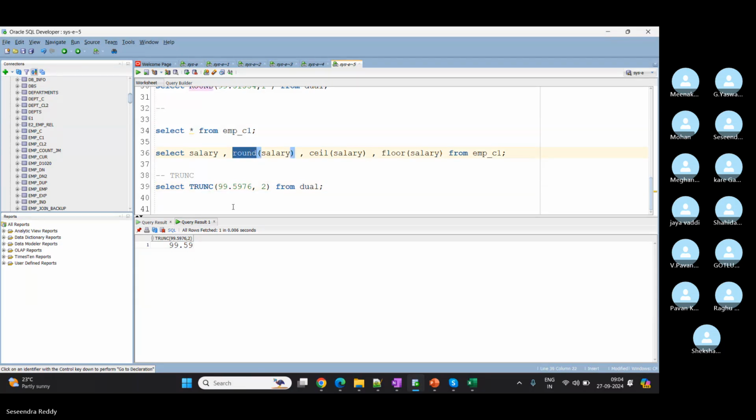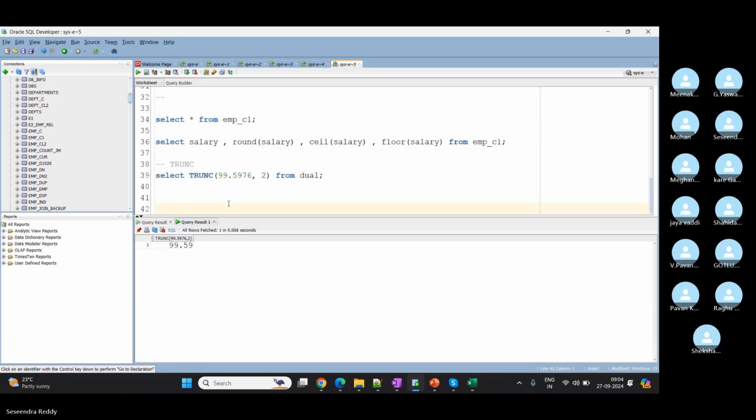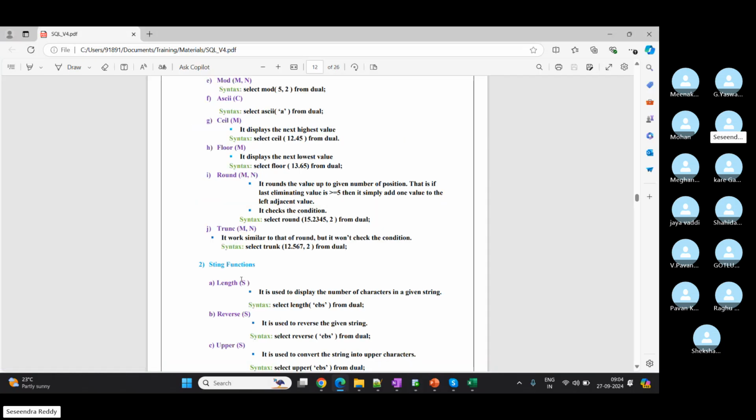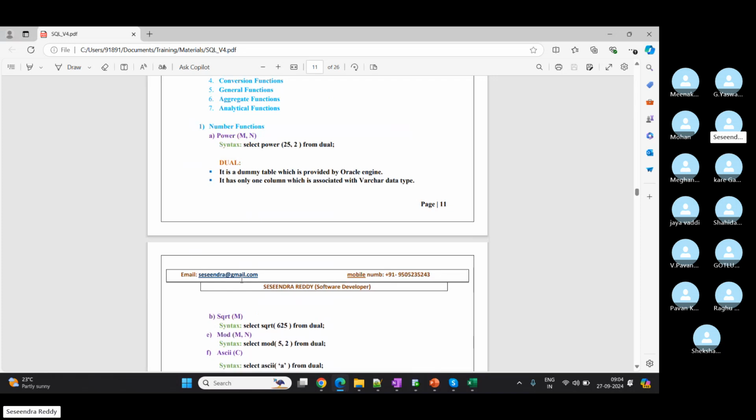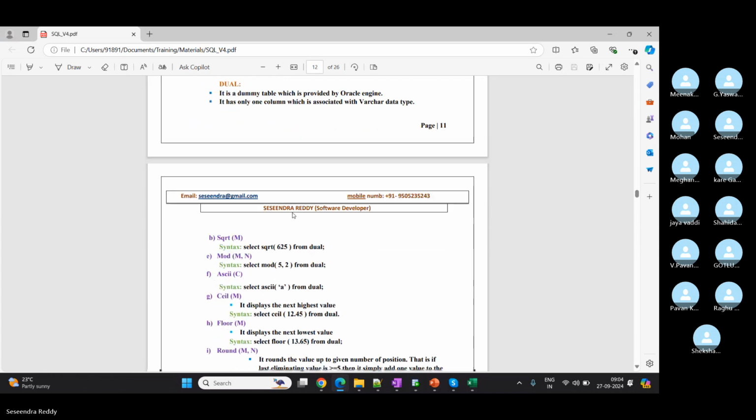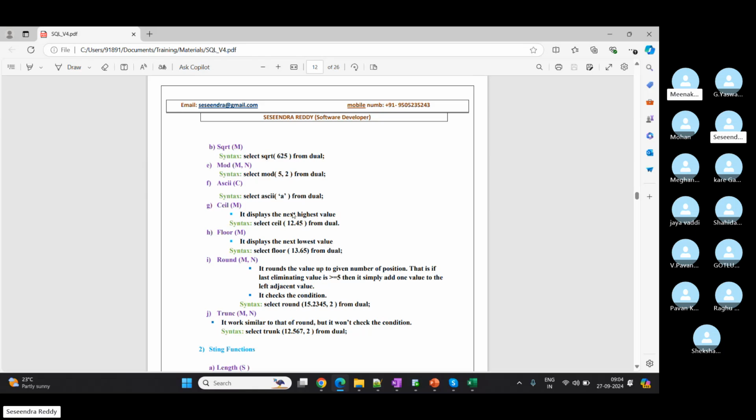Okay, any questions? So around we have 8 functions only. Sometimes we will get interview questions. For trunc and floor, both are the same in that case.